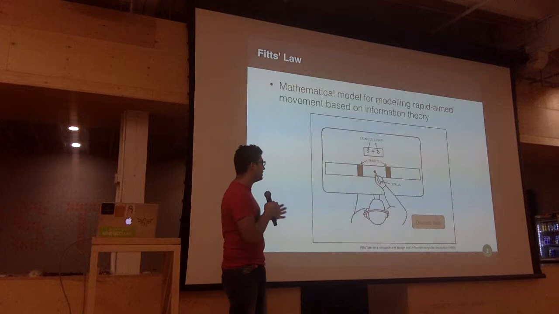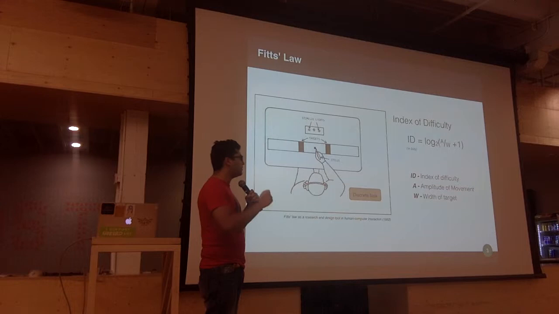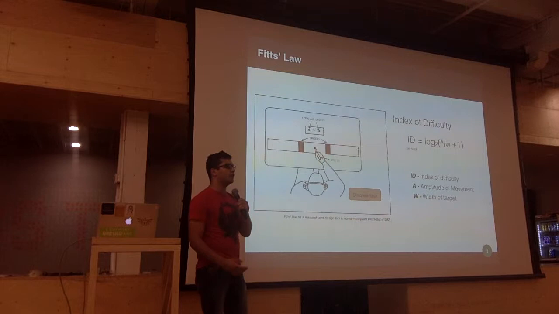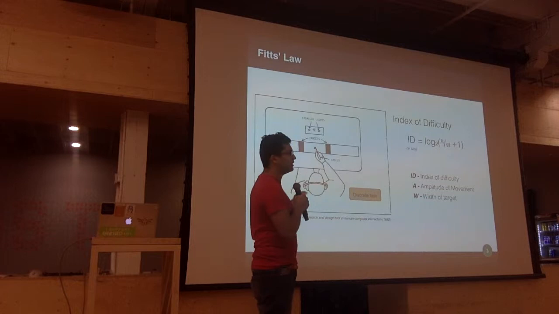At the very basis of Fitts' law is the index of difficulty, which defines in bits how difficult it is for a user to move from point A to point B. This was set up back in 1954 and has been around since then. It's based on information theory, the idea that whenever you have information, there's signal and there's noise, and Fitts' law takes that into account. So we have the index of difficulty.